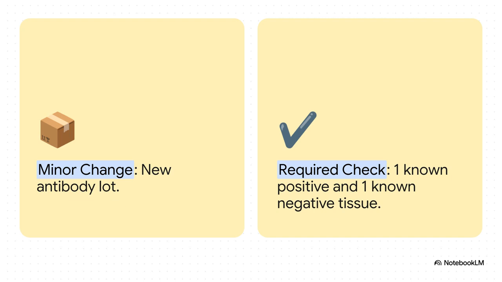You finish one bottle of antibody and you open a new lot of the exact same one. The guideline says a simple check will do. Just run one known positive and one known negative case. It's a quick way to make sure there isn't some weird variation between lots that's throwing things off.